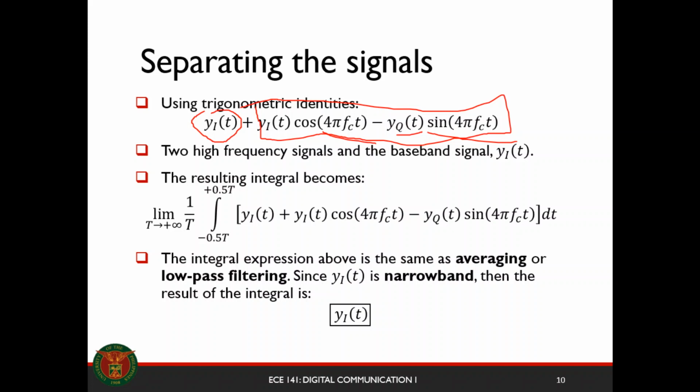The resulting integral from here, what are we doing again if we're getting the integral of a signal? Recall that it's actually equivalent to low-pass filtering or averaging. Therefore, any high-frequency signal would be lost. This will become 0, this will become 0. We're going to be left with y_i of t.